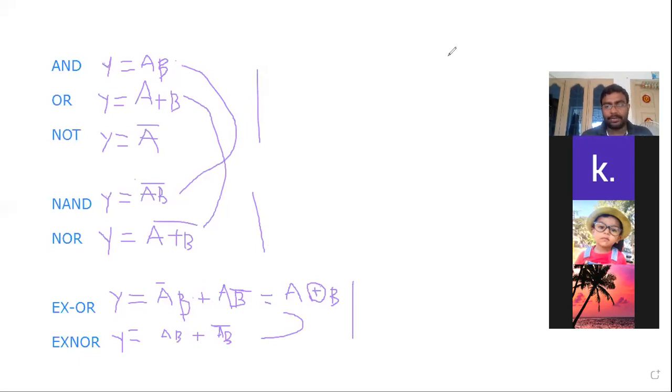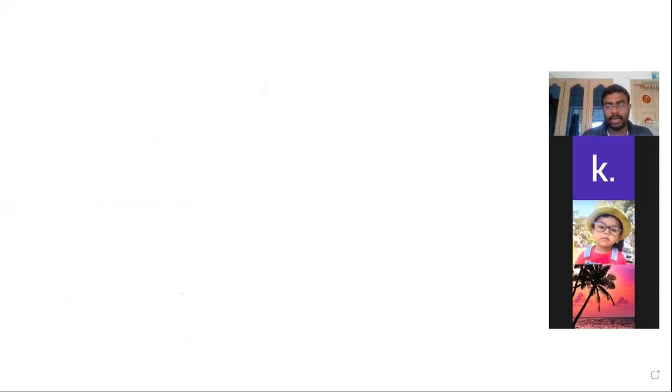Truth table of AND gate. Sir, input one I will take as 0. The first input, sir.